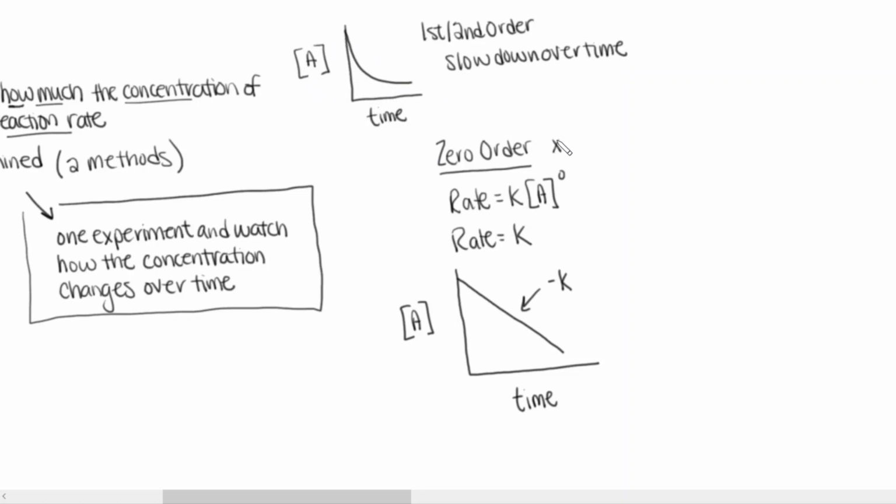Versus zero order, where the concentration has no effect on the rate. The rate is constant. Here, the rate is not constant. This graph would be a curve and it would slow down over time.